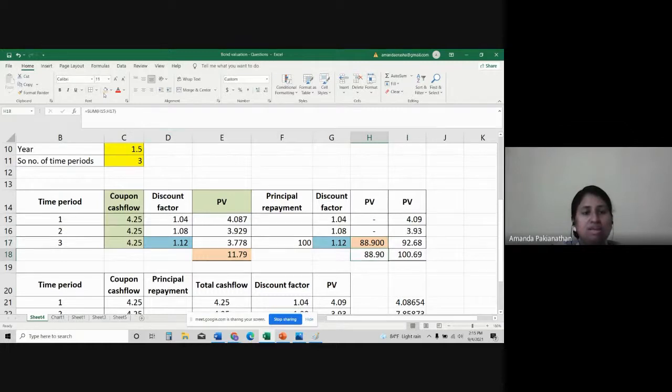Now, how do I go for step 4? Simply add the present value in step 2 and the present value in step 3. I will get the actual value of this bond as 100.69. Okay, that will be the simplest way to do this calculation.